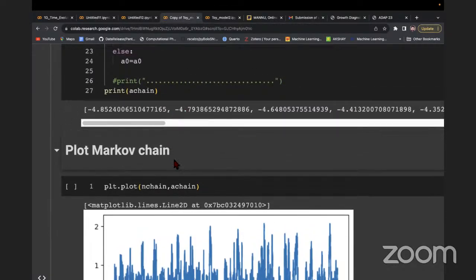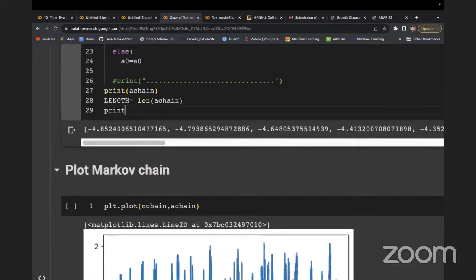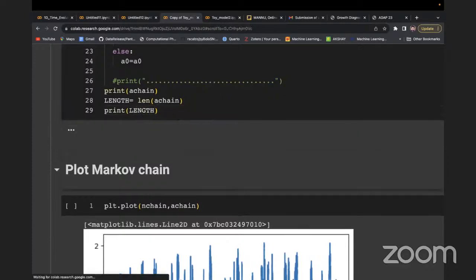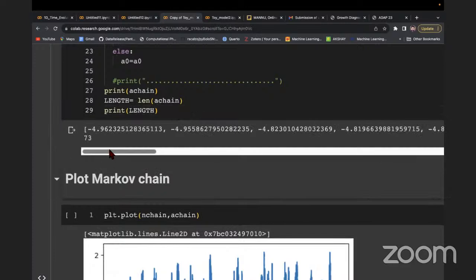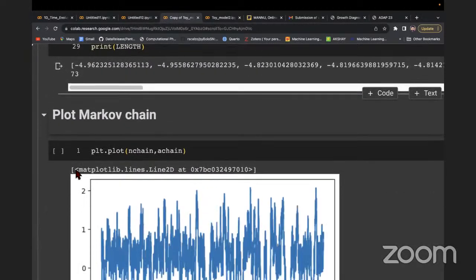Now I'll also define the length of this chain: how many points are going to be there? I am defining len of HN, and then print. Python is case sensitive, please do remember that. See, out of 2500 points, 73 are going to be accepted. So you can see you are throwing so many points, most of the points it's rejecting, only 73 it's accepting.